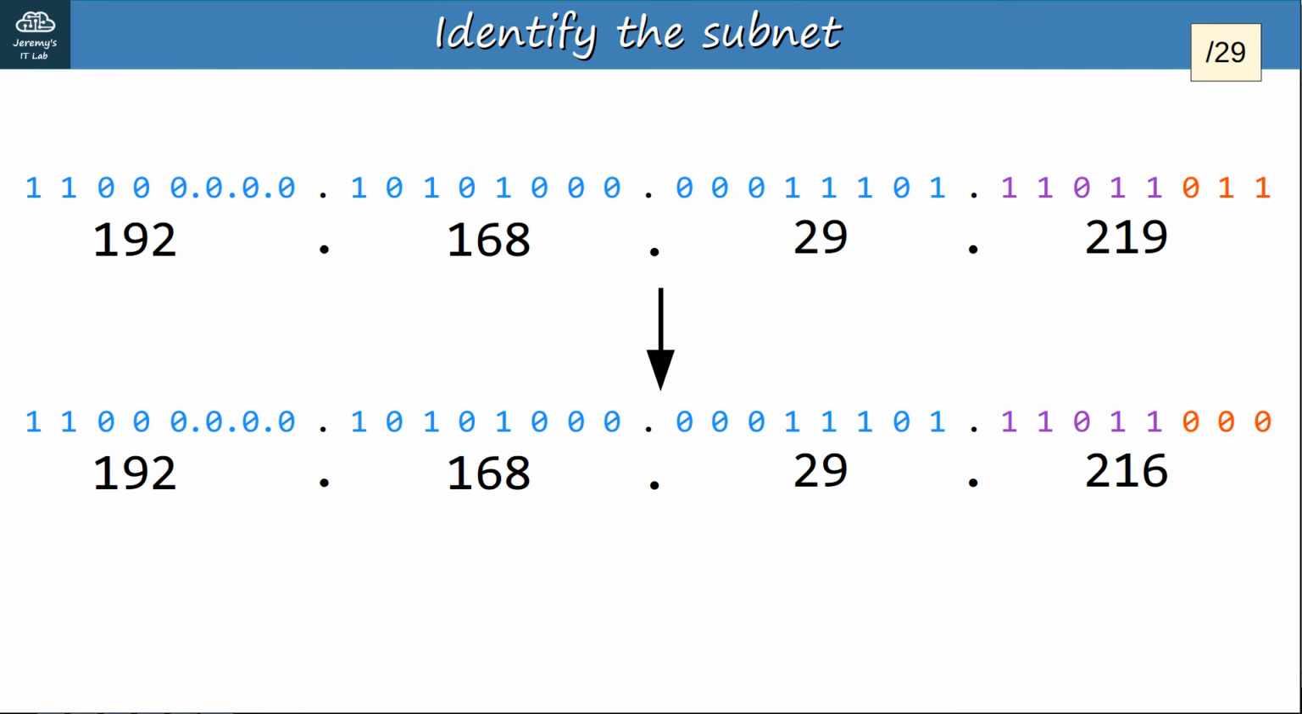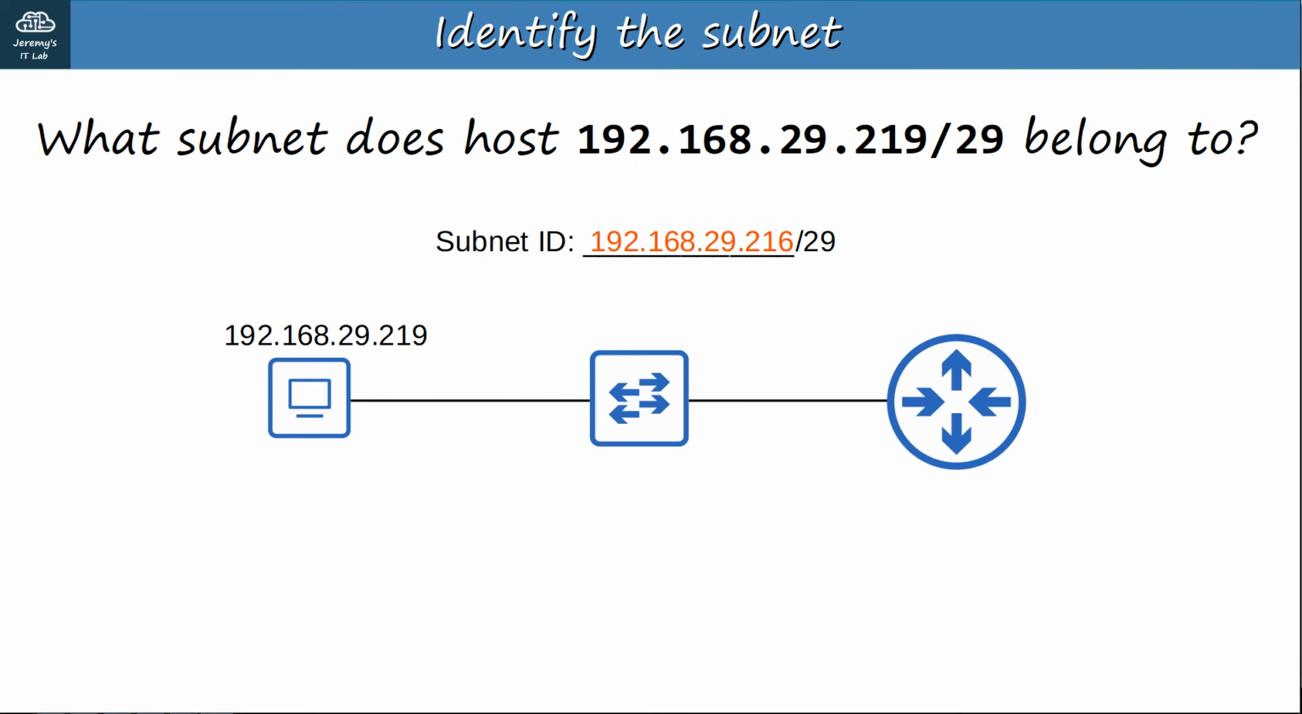There's our answer. So, host 192.168.29.219/29 belongs to the subnet 192.168.29.216/29.